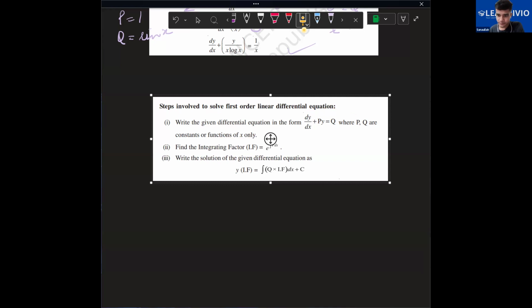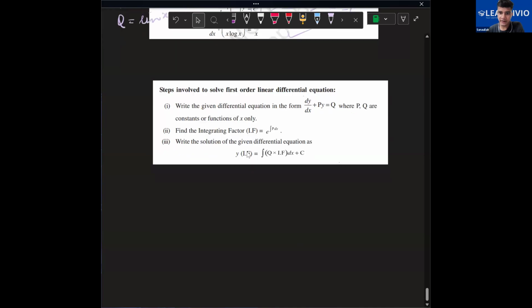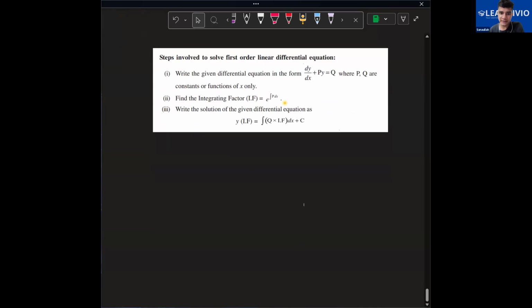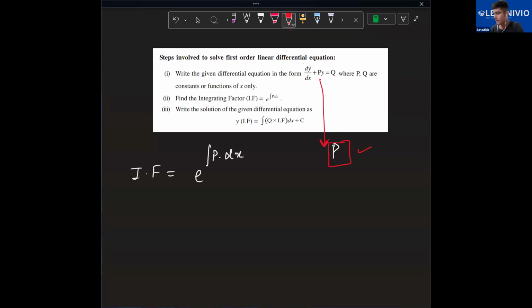This is the very first step that will tell you which type of differential equation it is. After that, you have the integrating factor. We generally denote the integrating factor by IF, and this is e to the power integration of p dx. You already know your p value from the equation, whether it is a constant or a function of x. All right. Is it clear till now? Yes, sir.